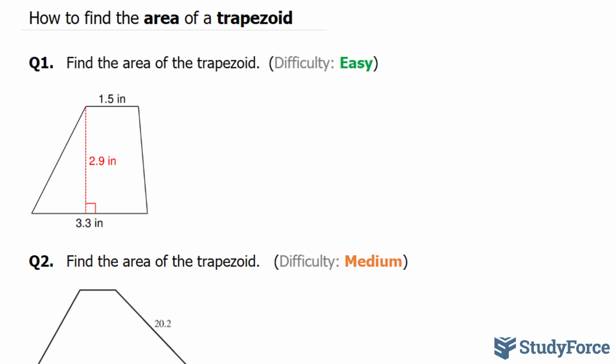In this lesson, I'll show you how to find the area of a trapezoid. We'll start with an easy question and then make our way to a more challenging one. And before we start, remember that a trapezoid is a quadrilateral, meaning that it's a shape consisting of 4 sides.